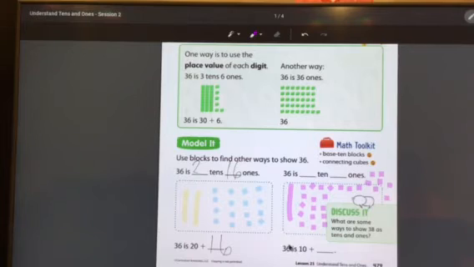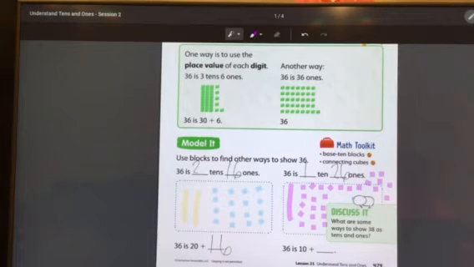Then I need to go back and count how many ones I have because I have 10 plus how many ones. So 36 is 10 and how many ones? 1, 2, 3, 4, 5, 6, 7, 8, 9, 10, 11, 12, 13, 14, 15, 16, 17, 18, 19, 20, 21, 22, 23, 24, 25, 26. So 36 is 10 and 26 ones.